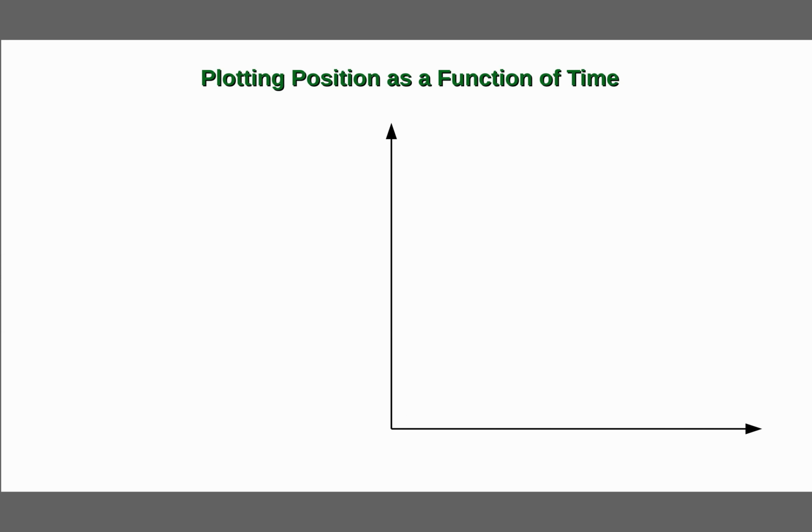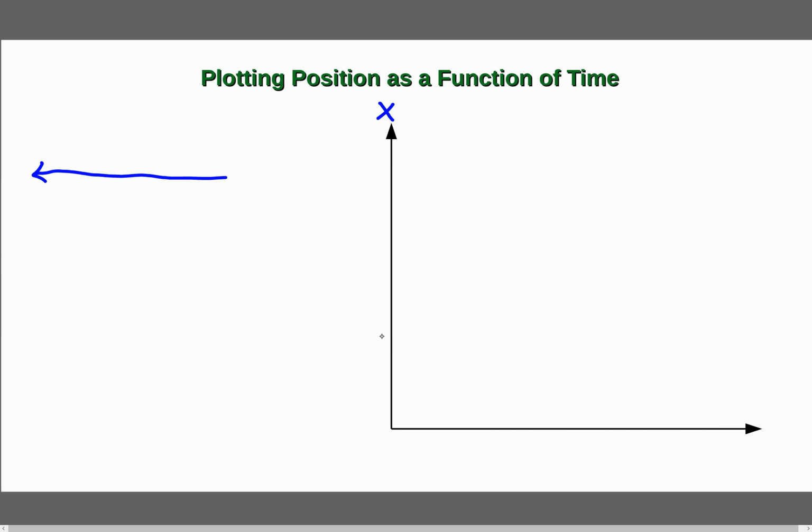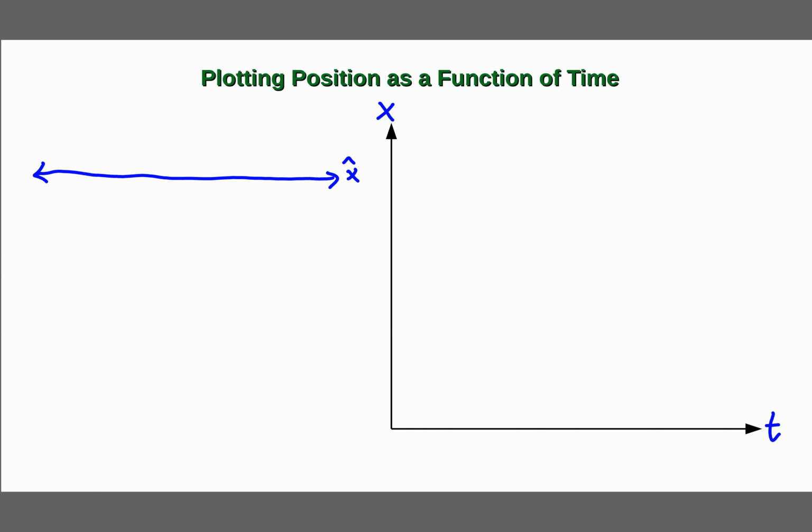So now let's consider plotting our position in this same horizontal motion, left and right, as a function of time. So note that in a plot like this, we're not plotting the path of the particle. The particle is just moving back and forth along this line, okay? What we have is a visualization of how its position is changing in time.